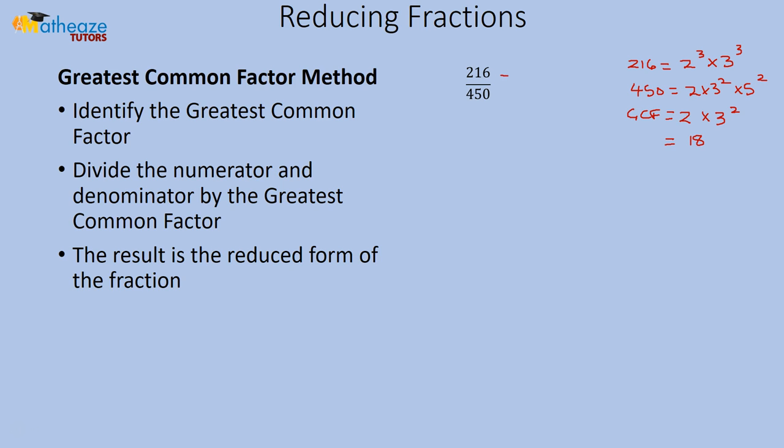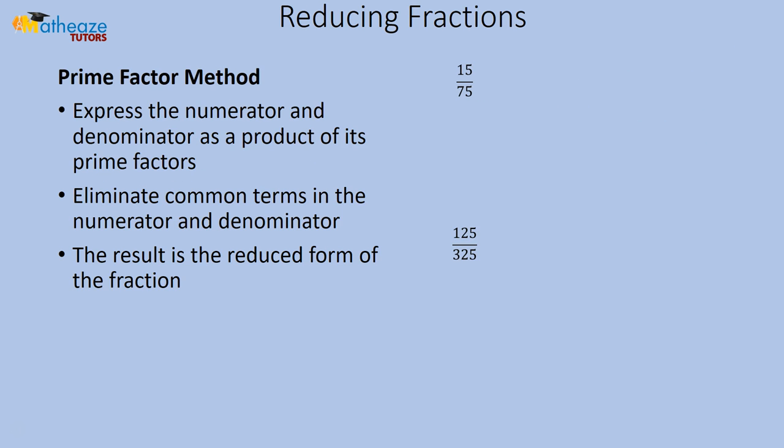So we're going to divide this by 18. We're going to divide this by 18. So this is going to give us 12 over 25. So now we have the reduced form. Now the second method we're going to apply is the prime factor method. In this case, I'll show you the prime factors and how to apply the prime factors to this approach.